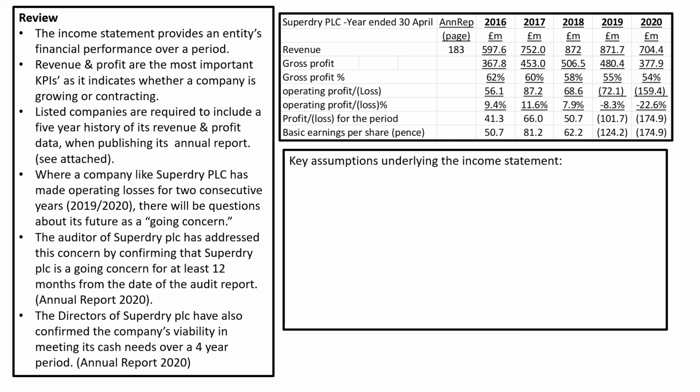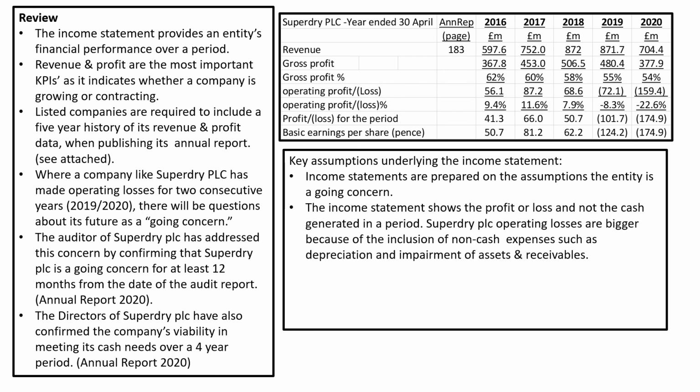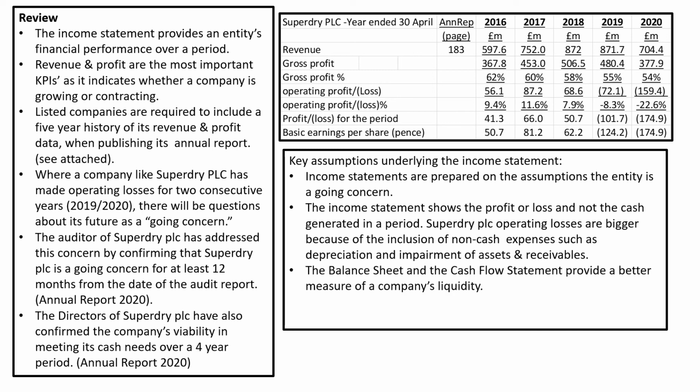Now let's go through the key assumptions underlying the income statement. 1. Income statements are prepared on the assumption that the entity is a going concern. The income statement shows the profit or loss and not the cash generated in a period. Superdry PLC's operating losses are bigger because of the inclusion of non-cash expenses such as depreciation and impairment of assets and receivables. The balance sheet and cash flow statements provide a better measure of a company's liquidity.